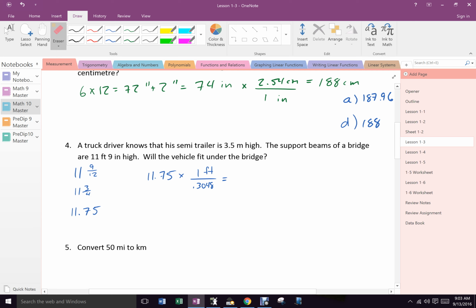Other way around, of course. I'm an idiot. I want meters, not feet. 11.75 times 0.3048. And that gets me 3.58 meters. The bridge is 3.58. The truck is 3.5. Do we go for it?